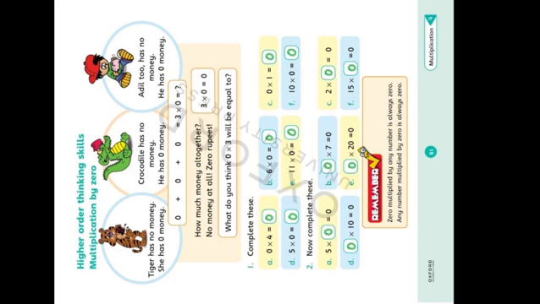Look at the problems on the page. A. 6 times 0 equals 0. C. 0 times 1 equals 0. D. 5 times 0 equals 0. E. 11 times 0 equals 0. F. 10 times 0 equals 0. B. 2 times 0 equals 0. E. 0 times 20 equals 0. F. 15 times 0 equals 0.